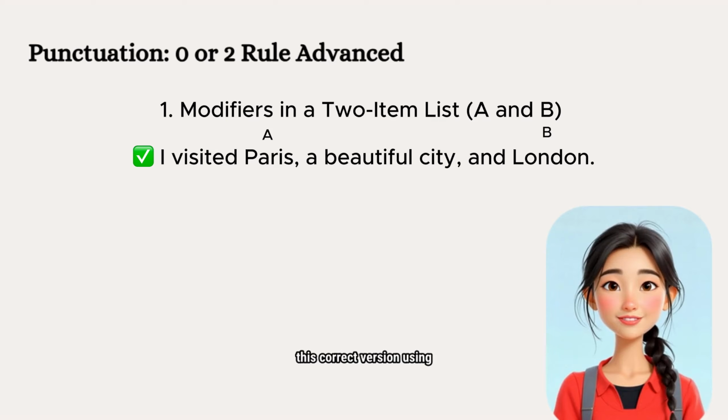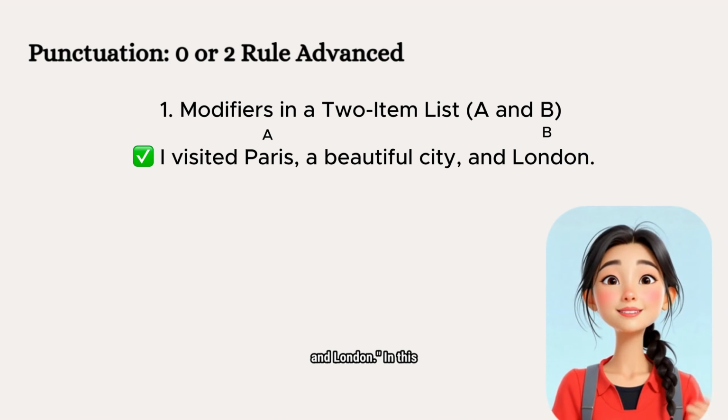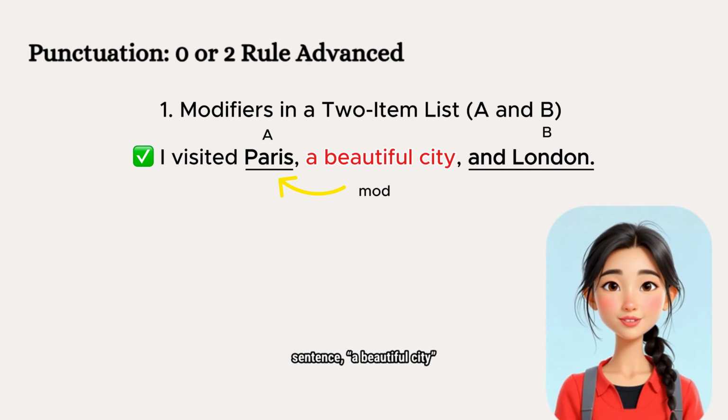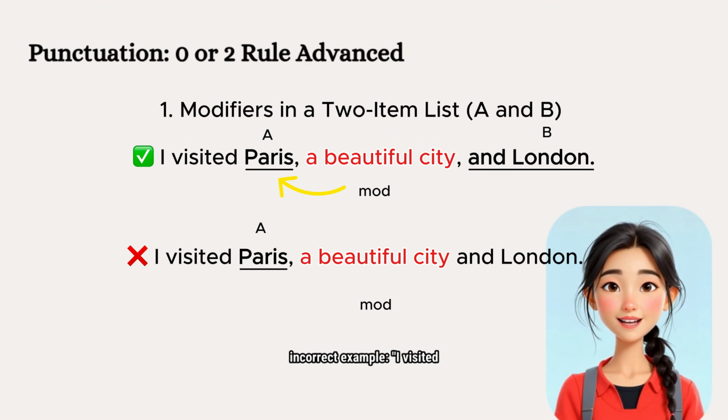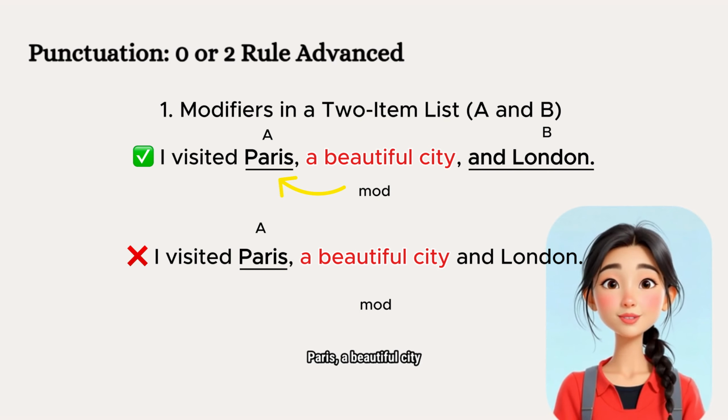Take a look at this correct version using 2 commas. I visited Paris, a beautiful city, and London. In the sentence, a beautiful city is the modifier for Paris. Now, examine this incorrect example. I visited Paris, a beautiful city and London. This is wrong because the single comma after Paris leaves the modifier hanging.